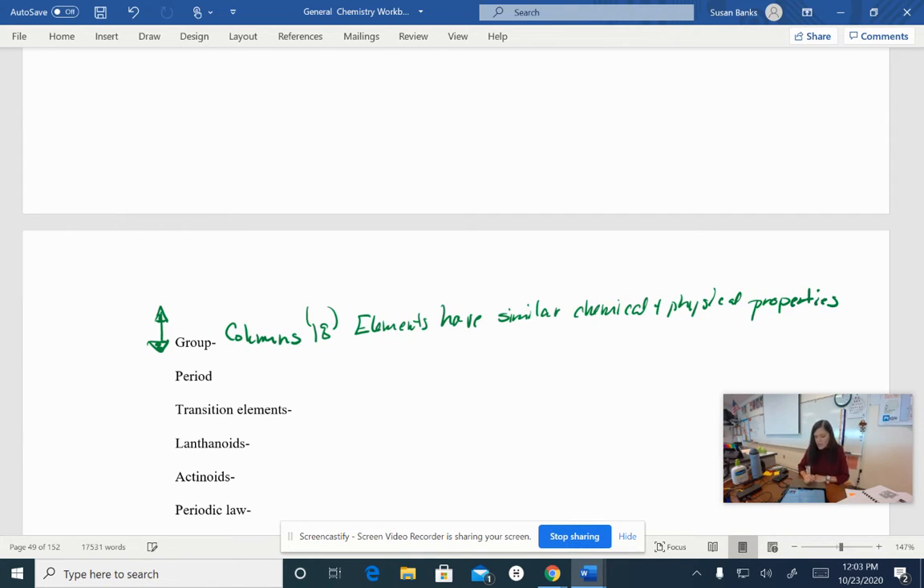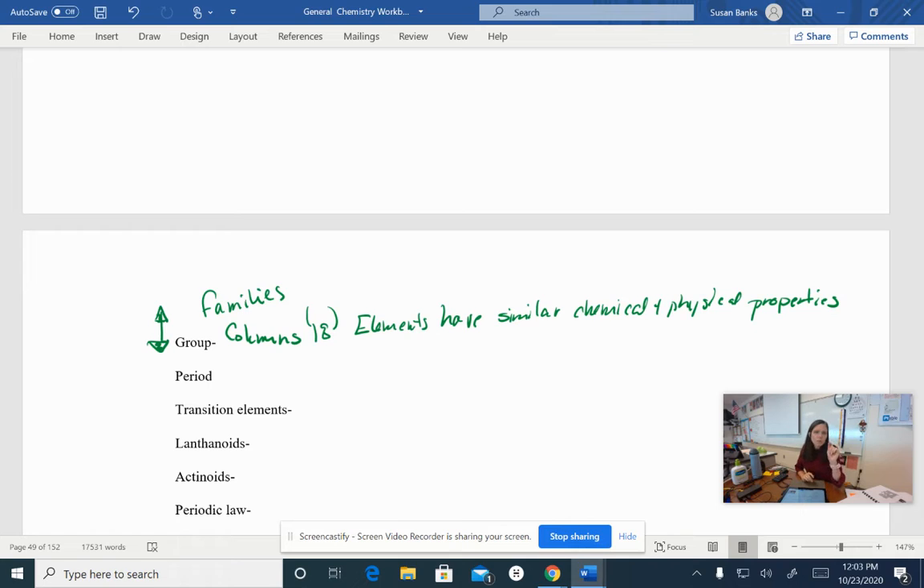Back in the day when I was in high school, these guys were also called families because of the similarities. I don't know about you, but I look very similar to my mom and my dad. I look like a mixture. And my kids look very similar to me. So because we have similarities, they used to call them families because these elements all have similarities.